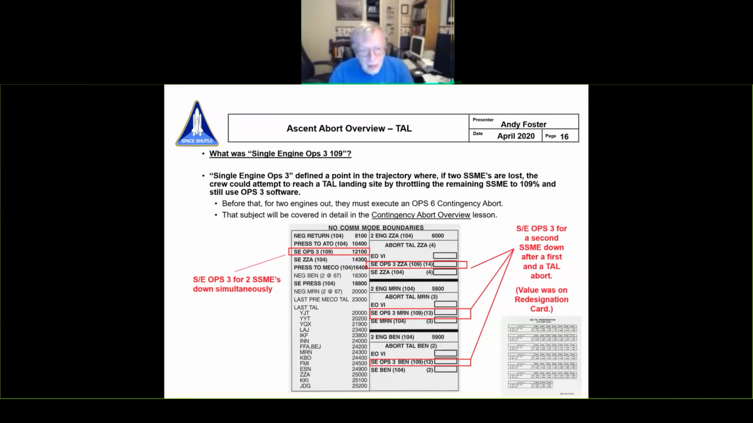Again, just like the single engine Zaragoza call, if I'm going uphill and I lose 2 engines, I could essentially throttle up the remaining one to 109 here at 12.1 or later, between 12.1 and 14.3, and I'd press and try to see if I could get probably to Zaragoza. For these other aborts, just like I just showed you, you go look up that number on the redes card. If you start off on a TAL and your first engine is out, you find that on the card, and then they'd look up this single engine ops 3 value and the single engine completion value, and they'd write those down on their checklist as soon as they had started off on the TAL.